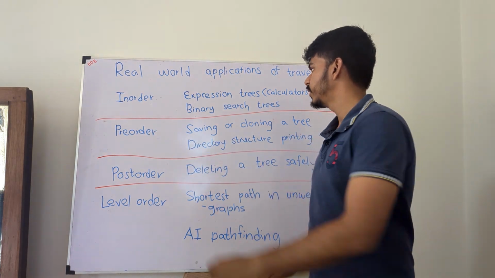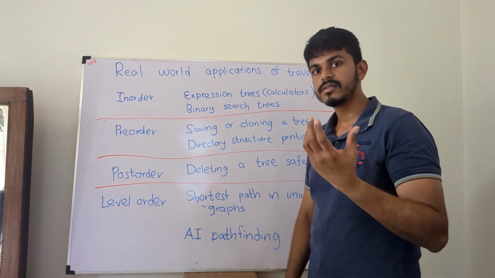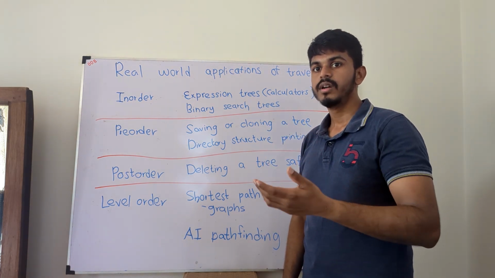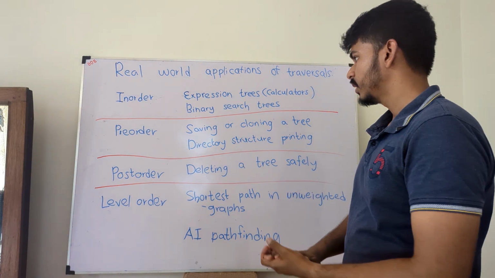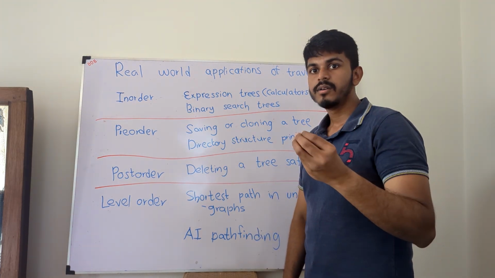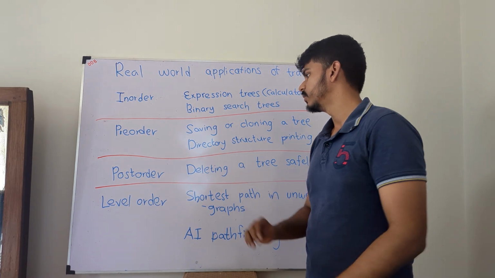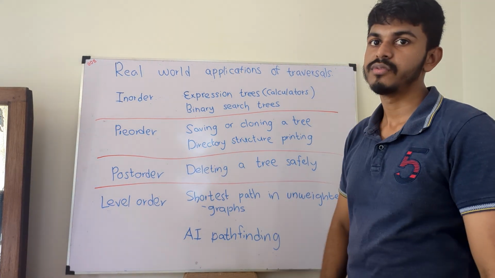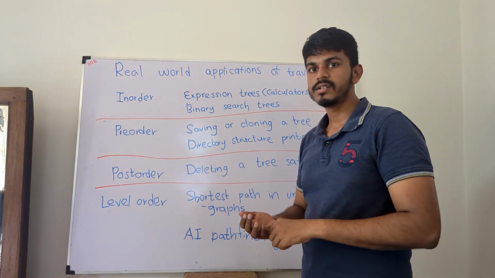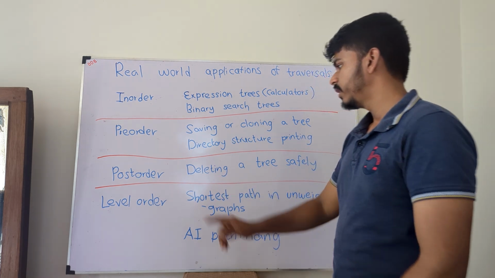Preorder is useful when you want to save or clone a tree. It is also useful when you want to print the folder structure in a file system, because the parent node is always going to be accessed first before the child node. Postorder is good when you want to delete a tree safely, because child nodes are deleted first before deleting the parent node.